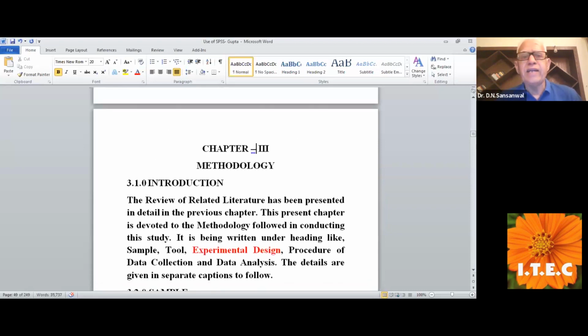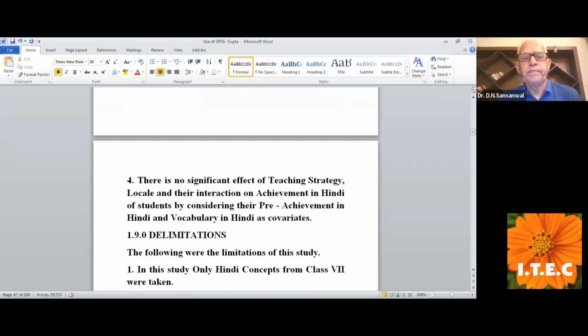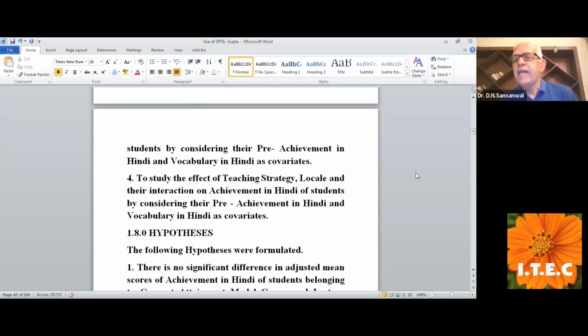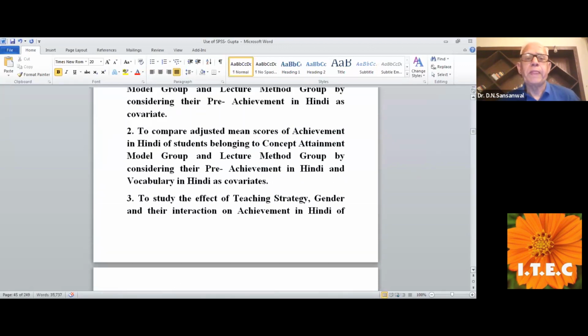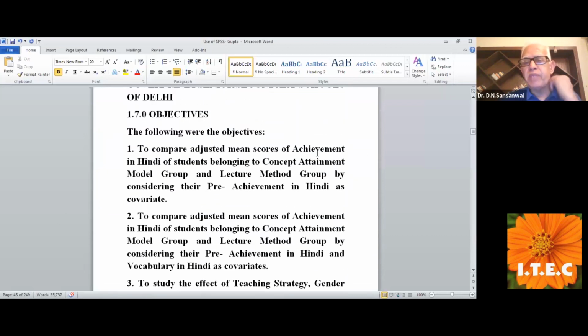Now your objectives, I'll take you back to the objectives. See, your objectives are something like this: to compare adjusted mean scores of achievement in Hindi of students belonging to concept attainment model and lecture method by considering pre-achievement in Hindi as covariate. That means you have to have two groups. So when you are taking the class 7th students, now you cannot do it randomly. So you have to take the students as they are available. It is called intact. More information I gave when I talk about the different sampling methods and things of that variety.